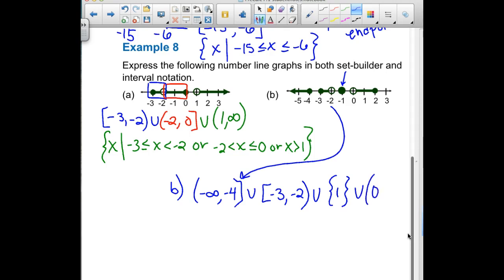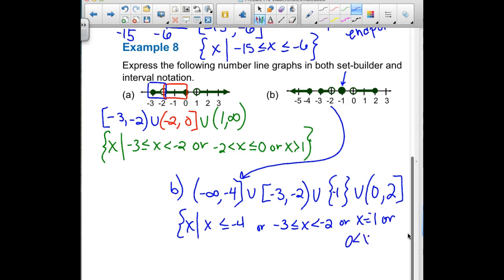Or we can go from 0 to 2, not including 0, but including a 2. And then our set builder notation. Here we want x to be less than or equal to negative 4, or negative 3 is less than or equal to x, less than negative 2, or x could be 1. Sorry, that should be a negative 1. Or 0 could be less than x, and x is less than or equal to a positive 2.